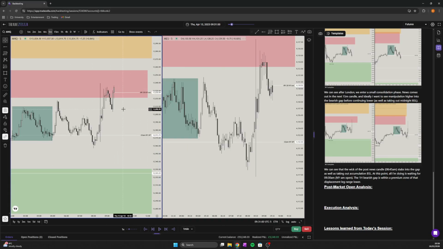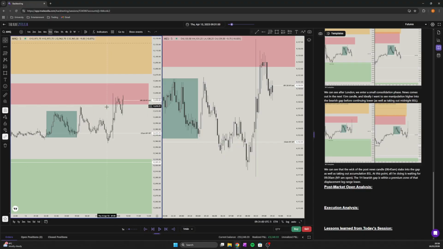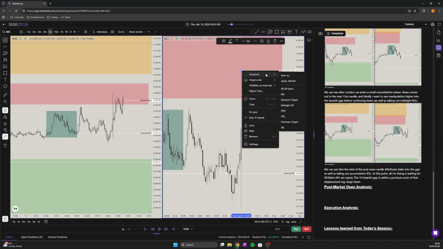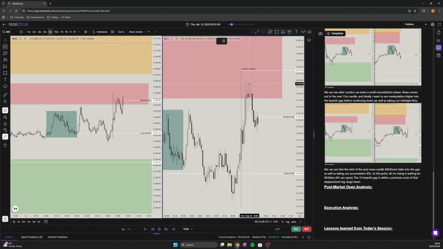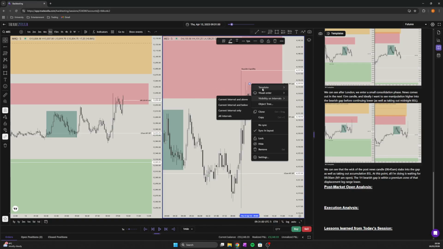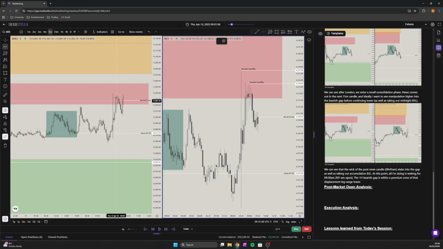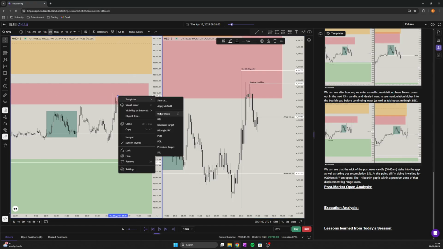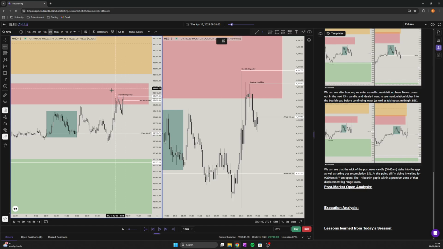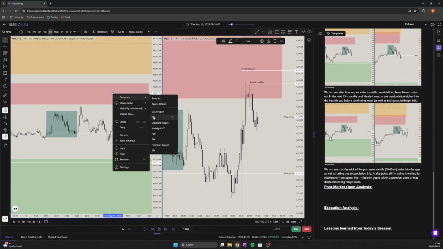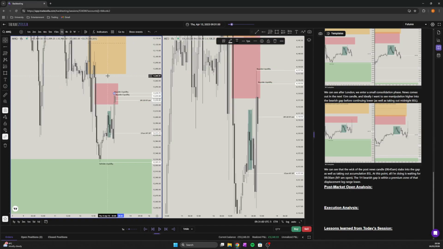Okay, let's actually zoom out on the 5 minute. Do we have anything that we might want to take out? We have this basket liquidity here. Movement. Basket liquidity here. We have these highs here as well. Basket liquidity. Right. Okay.